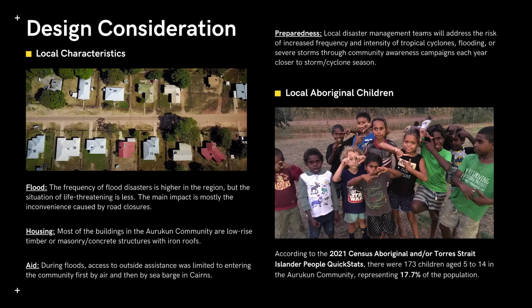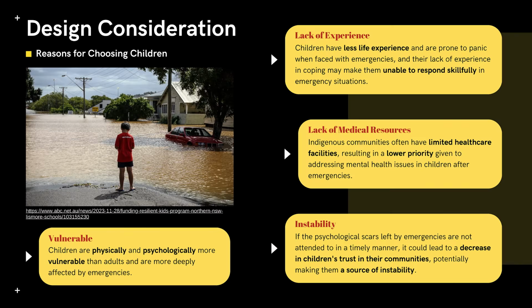For my design considerations, I conducted more in-depth research on the local context and targeted the Aboriginal children. Children aged 5 to 14 make up 17.7% of the community. Due to inadequate flood preparedness in Orokin and limited educational resources, these children are not able to cope well with the flood. I have chosen children aged 5 to 10 as my target audience for several reasons.